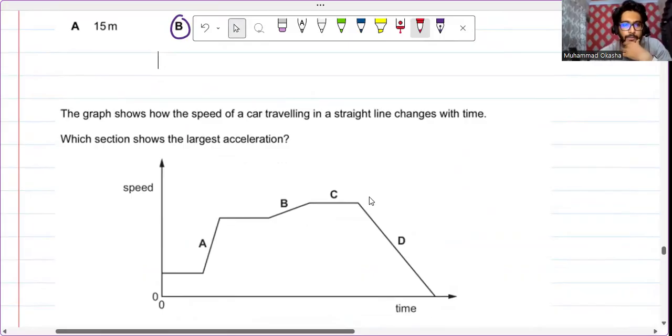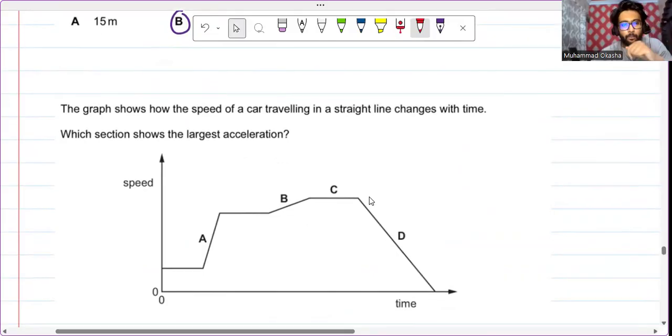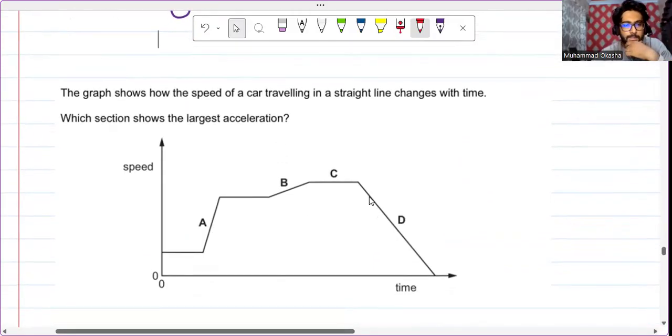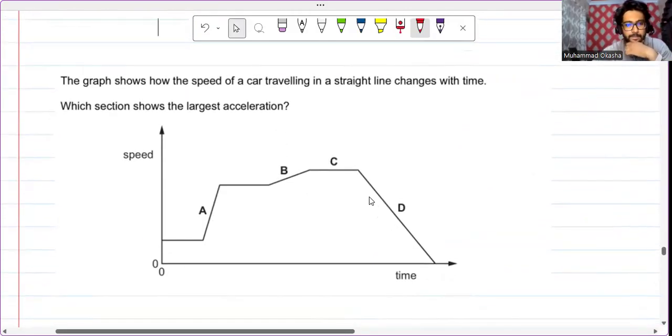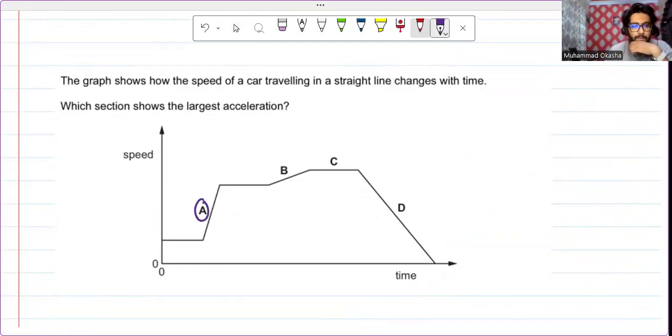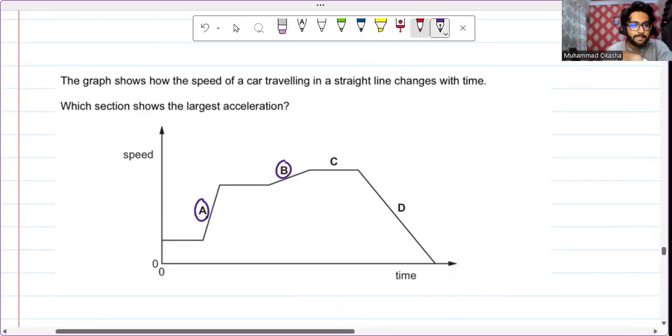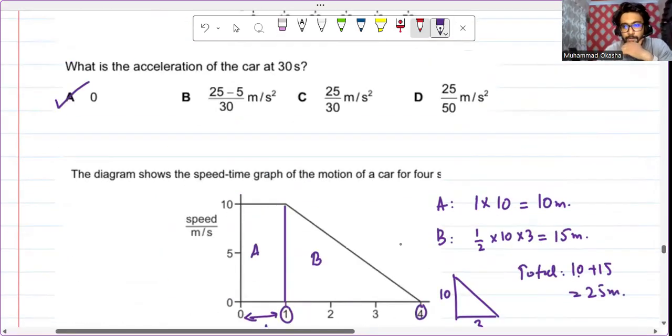Right. The graph shows how the speed of the car traveling in a straight line changes with time. Which section shows the largest acceleration? A shows acceleration, yes, uniform acceleration. B also shows uniform acceleration, but if you notice, it's not as steep. And this one is very, very steep, but this is deceleration, but A is the steepest, right? If you remember, we just talked about this.